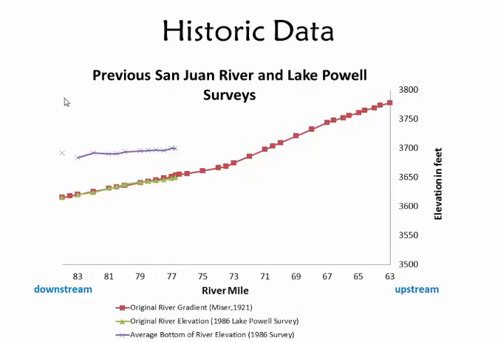So now we've got that to build on, and we know that maximum pool level of the lake was about 3,700 feet elevation, and based on the Miser survey data, we know that that occurred at about river mile 70. So that's useful information for us in trying to figure out where to start our study.